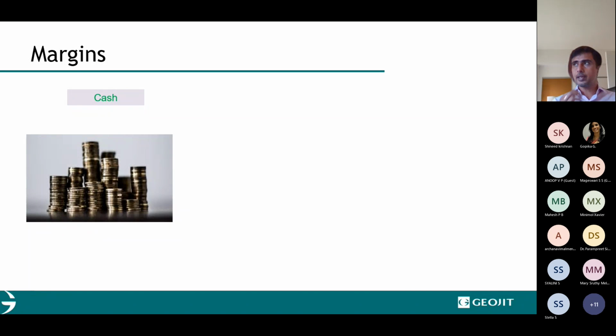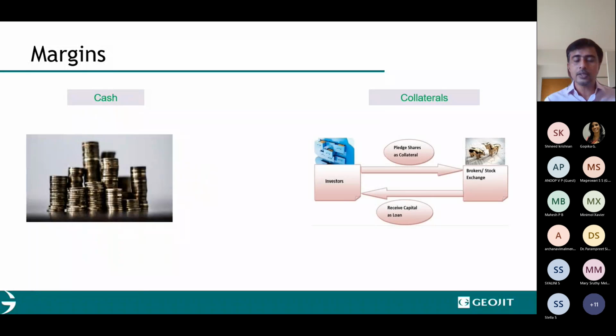In my example, say I have to place an order for Hindustan Petroleum for 500 rupees, then you should bring at least 20% of 500, that is 100 rupees as cash. Then only your orders will be accepted by the exchange. So that is one form of margin. Now, it's not necessary that you should always bring cash. You can bring your margins as collateral also.